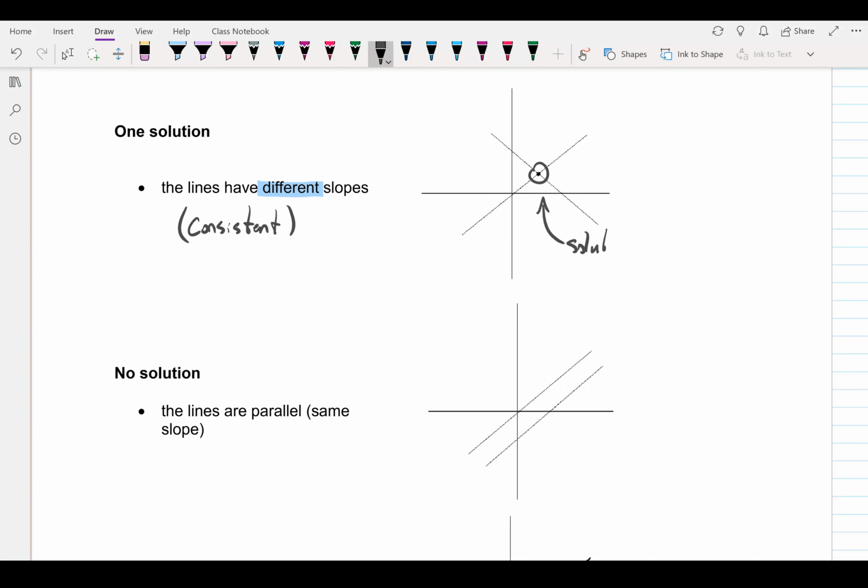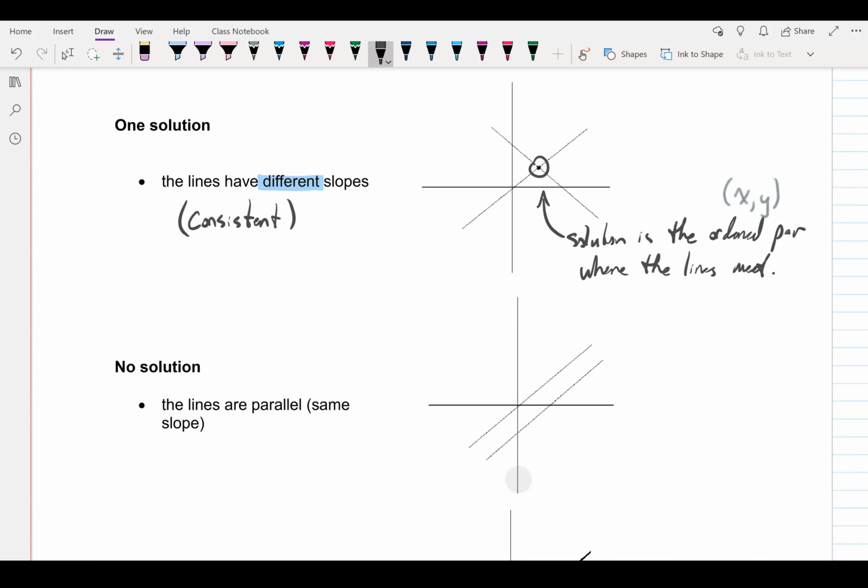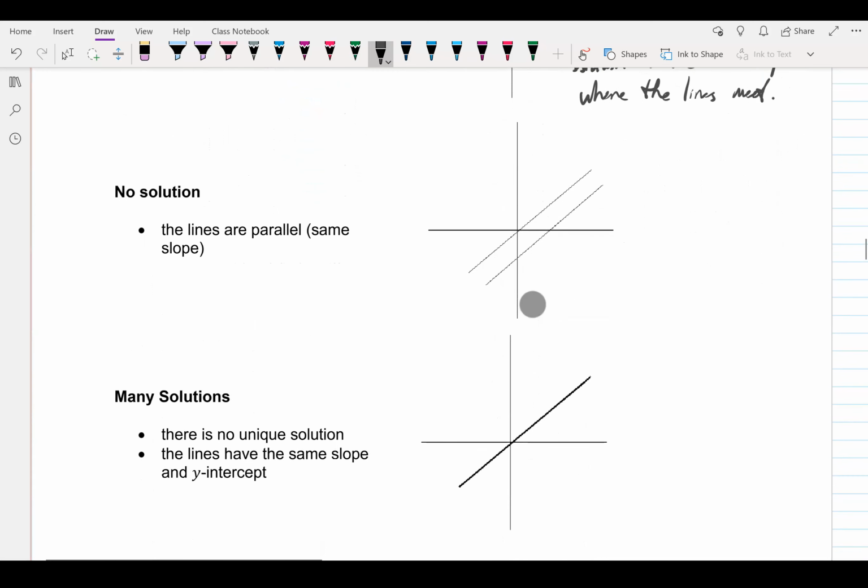So the solution is the ordered pair where the lines meet. And again, the ordered pair here is in the form x, y. The x value and the y value are all wrapped up in that. Sometimes there's no solution. So there's no solution if the lines are parallel. This is called inconsistent, if it ever comes up. And it means that the first line has the exact same slope as the second line. And the idea here is that parallel lines will never cross.